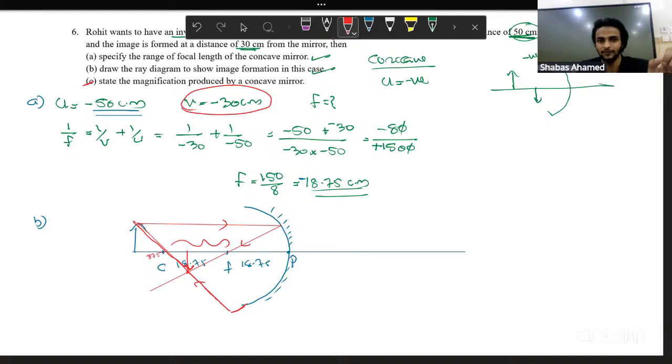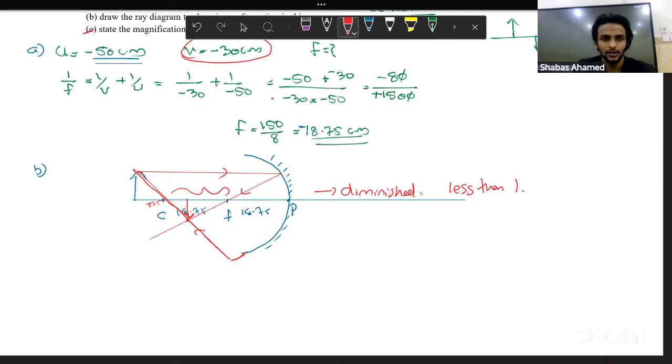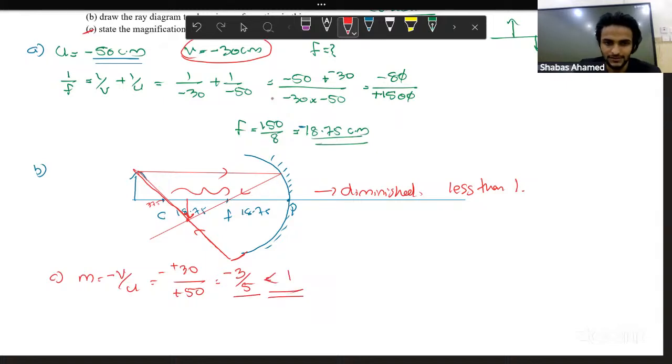Magnification. Will it be greater than 1 or less than 1? In this case, we can say the image will be diminished, right? So we can say magnification will definitely be less than 1. Or let's find the magnification also, no problem. We know magnification for mirrors is minus V by U. So V is minus 30, so negative of negative 30 divided by U, which is minus 50. This negative and negative is positive, so it will be equal to minus 3 by 5. Minus 3 by 5 will always be less than 1, right? So this is the magnification produced, and the negative indicates that the image is inverted.